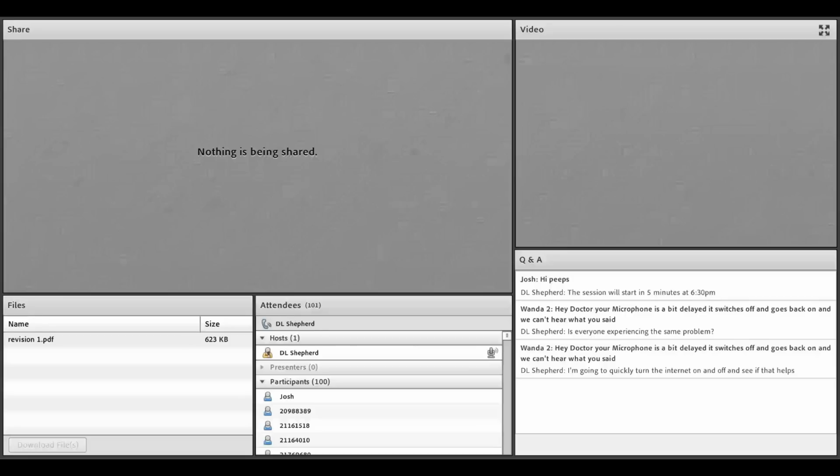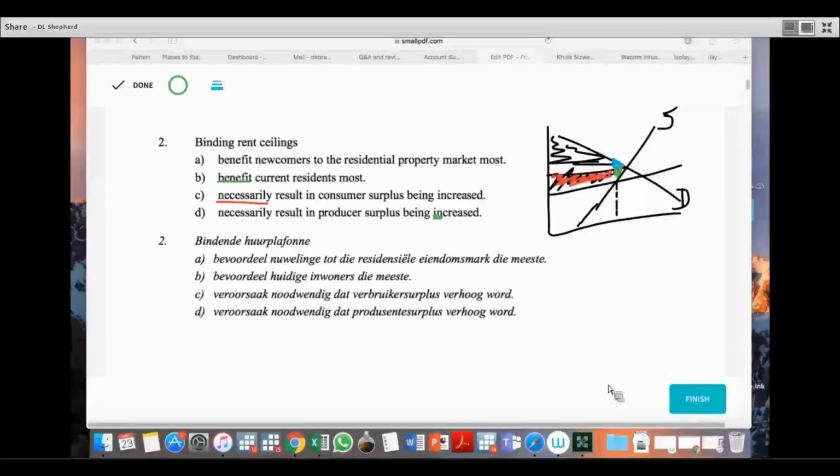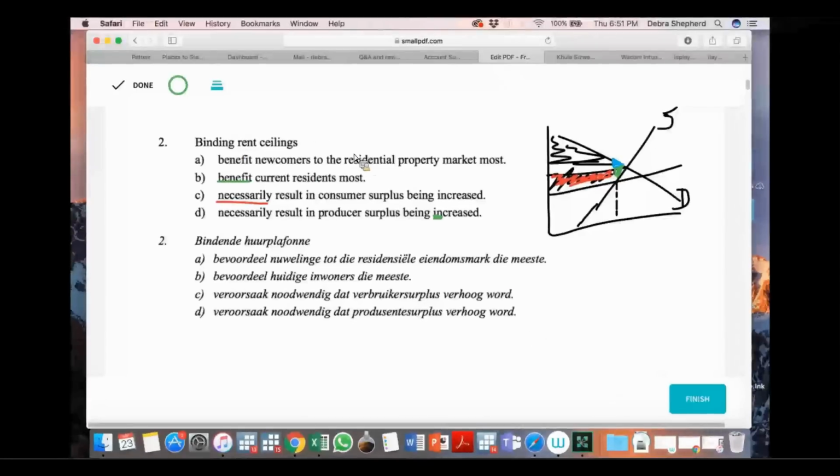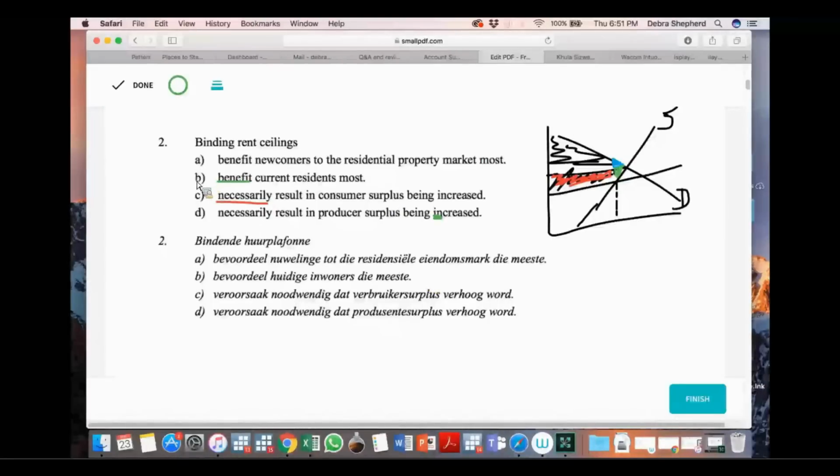Yes, exactly. So the answer is B, because it's necessarily going to benefit those who are currently renting, because they will now be paying a lower rent. But it won't necessarily benefit newcomers because newcomers aren't guaranteed to get housing, since now there will be a shortage. So the answer is B.